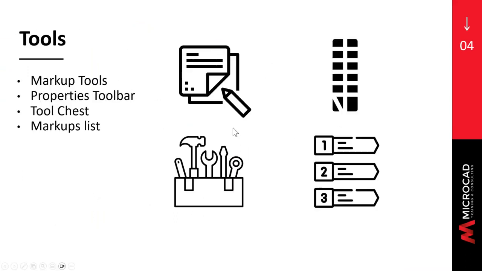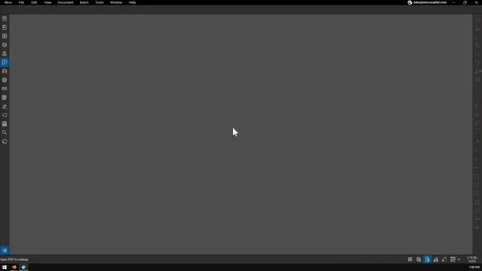Now, let's jump to the tools that we are going to discuss today. So we mentioned markup tools, properties, tool chest, and the markup list. So let me jump to the software. Right here, it's going to be a little bit empty. Maybe you're not accustomed to this type of setup. That is okay, because I'm going to show you where we can start customizing our work area.